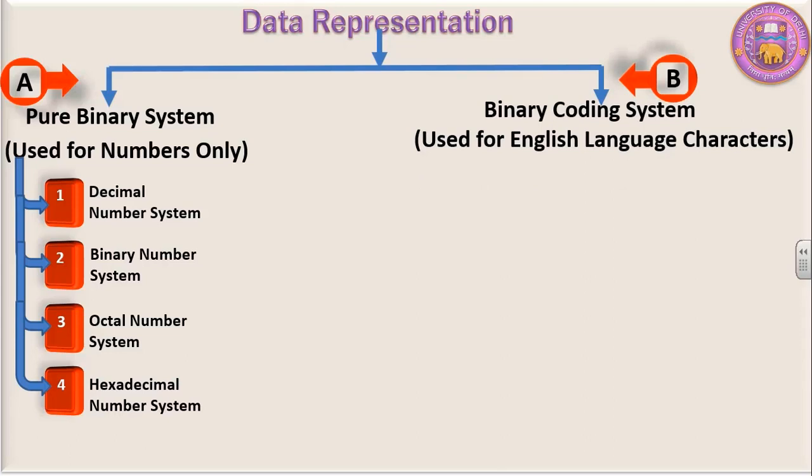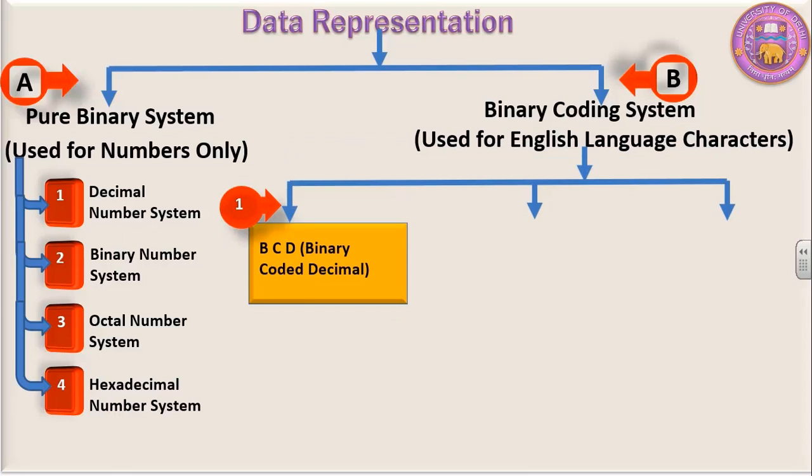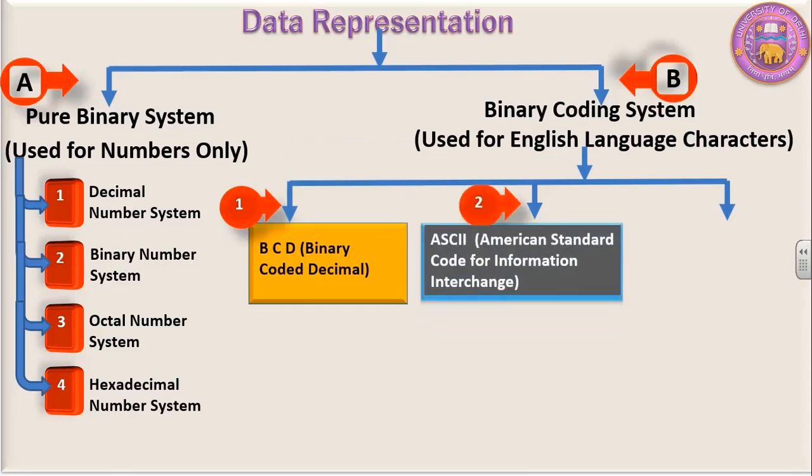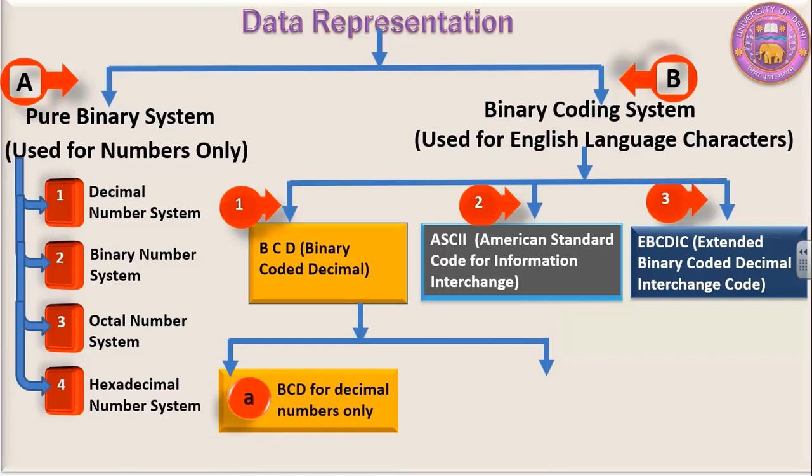On the other hand, we have binary coding system, which is used for English language characters, and it can be divided into three parts. The first one is BCD, binary coded decimal code. The second one is ASCII, American Standard Code for Information Interchange. The third one is EBCDIC, Extended Binary Coded Decimal Interchange Code. But in this particular session, we will talk about binary coded decimal code in detail. And it can be further divided into two parts, BCD for decimal numbers only and BCD for all characters.